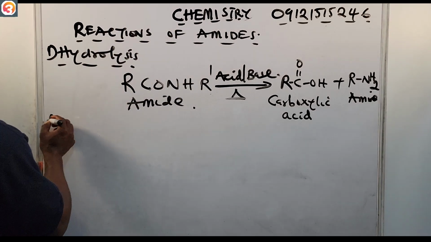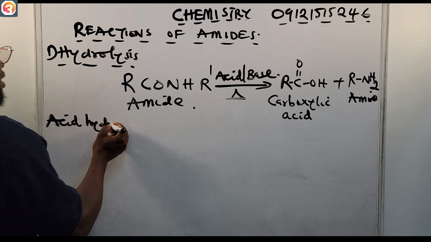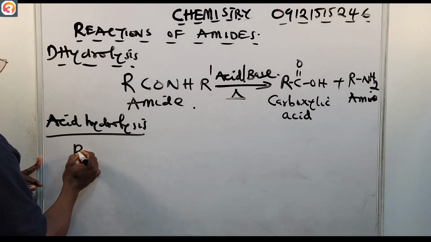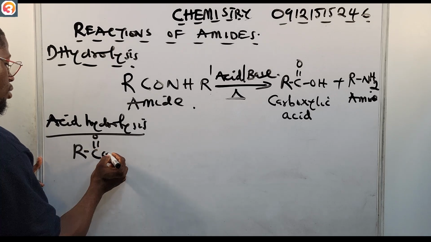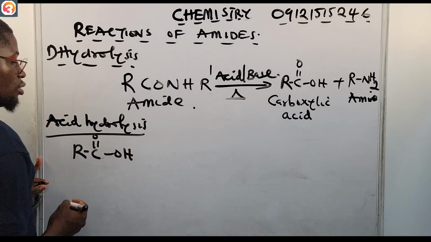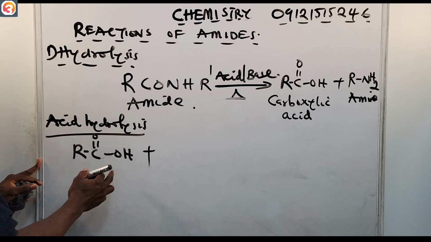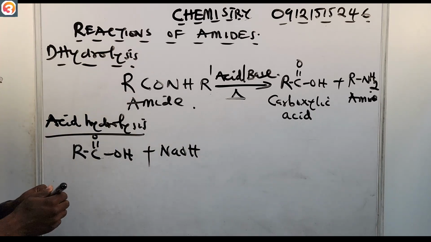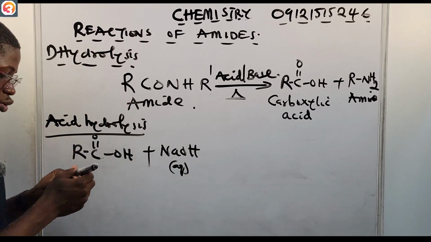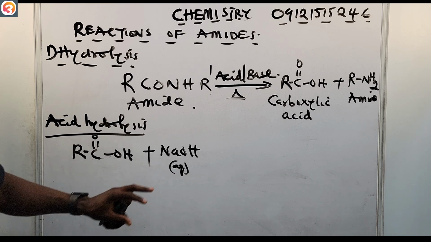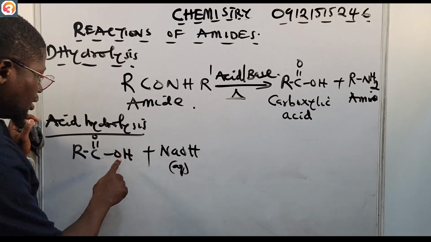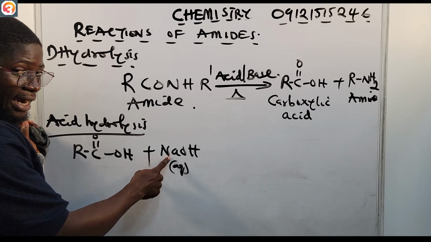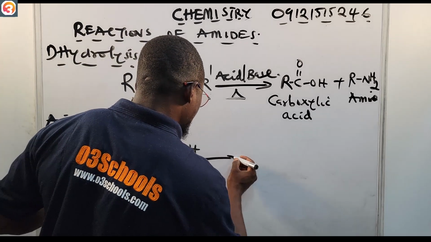So now for the acid hydrolysis product, if you want to neutralize this, we carry the carboxylic acid, RC double bonded to O, then OH. Then we neutralize using our base, NaOH, a very strong base, aqueous. Once you neutralize, what will happen? This H will be replaced with this Na. So let us see what will happen.